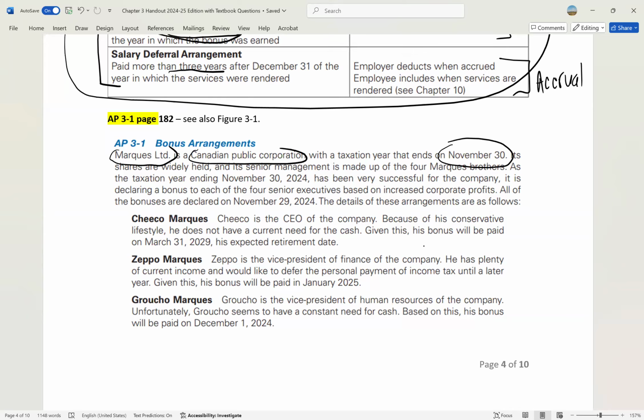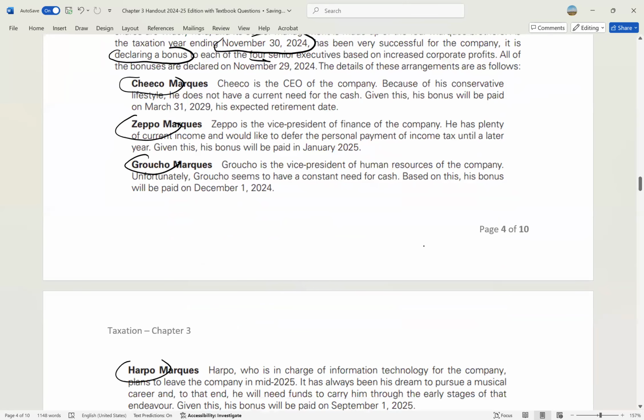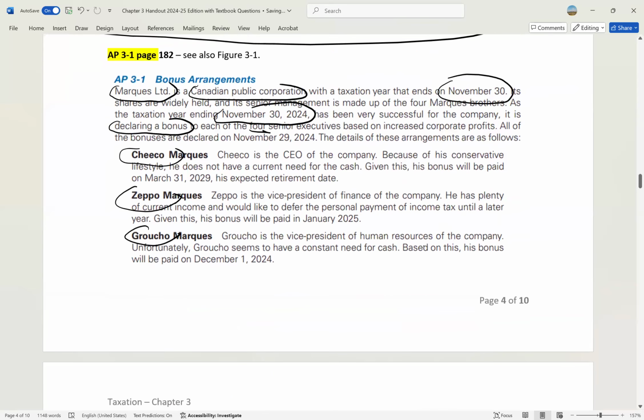And for the year ending November 30th, 2024, they're going to declare bonuses for each of the following 4 executives: Chico, Zeppo, Groucho, and also Harpo. And the bonuses were declared on November 29th, 2024, so by that fiscal year. And each of these executives is going to have a different payment date for their bonus.